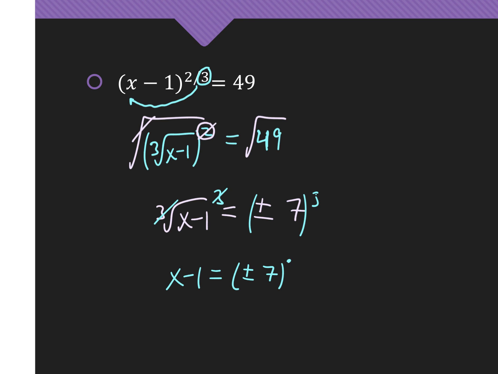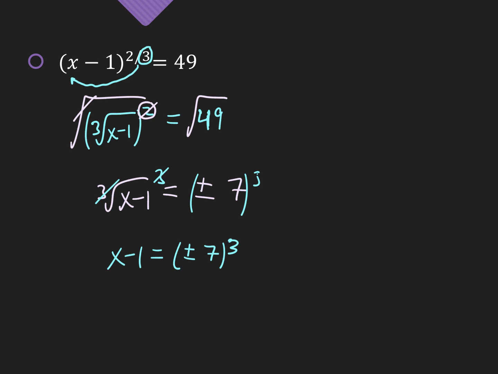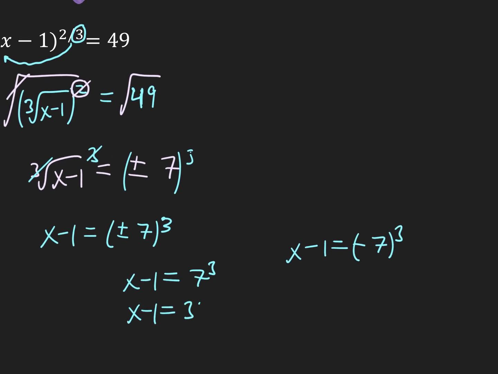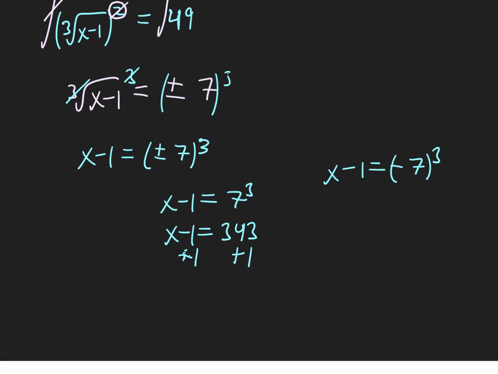To make this easier on yourself, you can separate it. You can say that this is x minus 1 equals 7 to the 3rd power, and this is x minus 1 equals negative 7 to the 3rd power. So then I get x minus 1 equals 7 to the 3rd power, which is 343. Add 1, and we get x is 344.